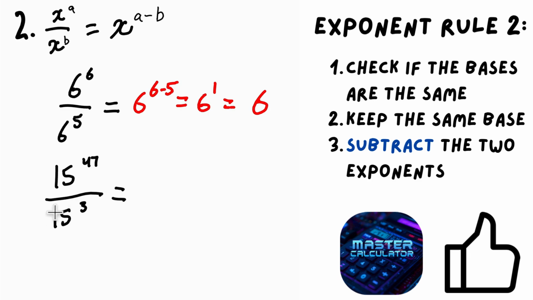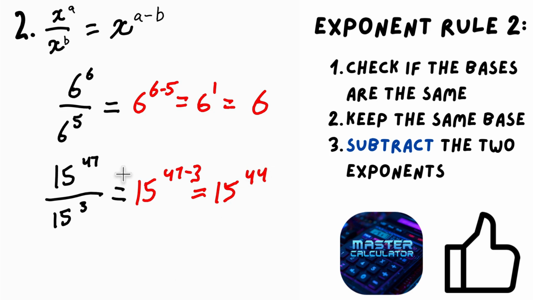Okay, second question. 15 to the power of 47 divided by 15 to the power of 3. So now x to the a divided by x to the b is equal to x to the a minus b. So 15 to the power of 47 minus 3. Subtract when you're dividing. You don't have to divide. That equals 15 to the power of 44.